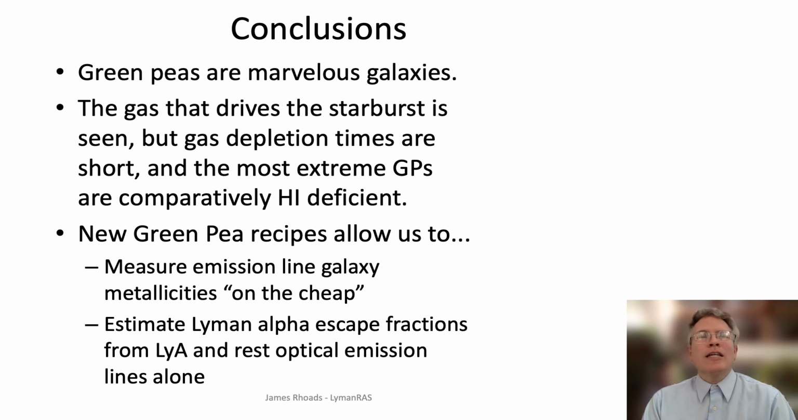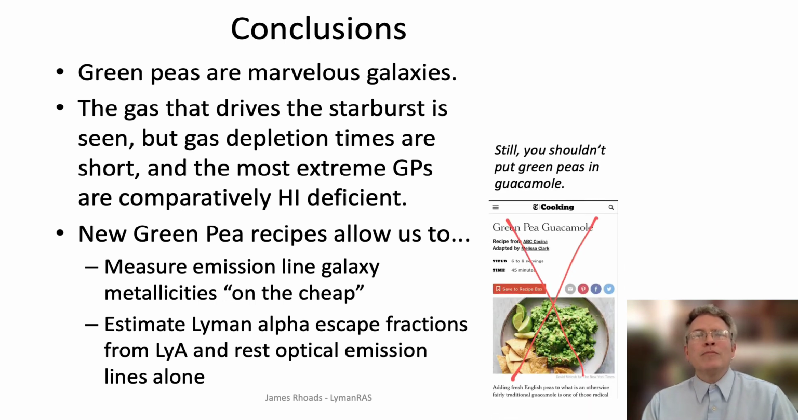But turning to the science you can get out of it, we do find the gas that drives the starburst. Gas depletion times, however, are short, and the most extreme green peas are relatively deficient in neutral gas. And our new green pea recipes allow us to both measure emission line galaxy metallicities on the cheap for the high redshift using R23, and to estimate Lyman alpha escape fractions from Lyman alpha and rest optical emission. And these are nice new green pea recipes. Not every new green pea recipe meets my approval, but these ones you should use for your high redshift galaxies.